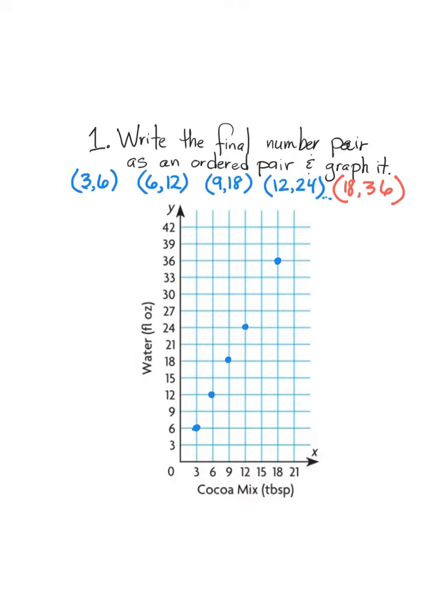And then just showing these numbers. This was 3/6, this was 6/12, this was 9/18, this was 12/24, and this was 18/36. Okay, so that's step one for how to graph those numbers.